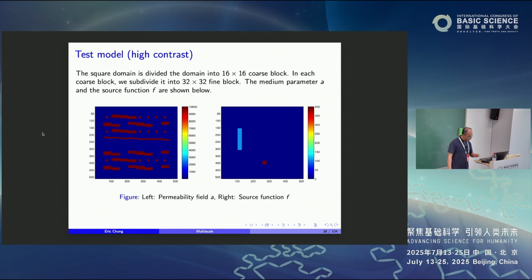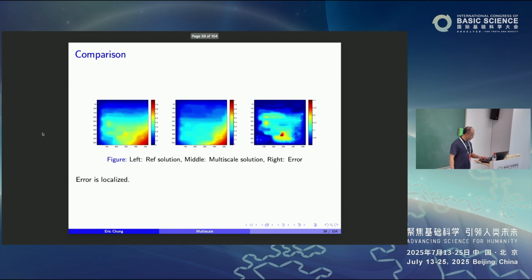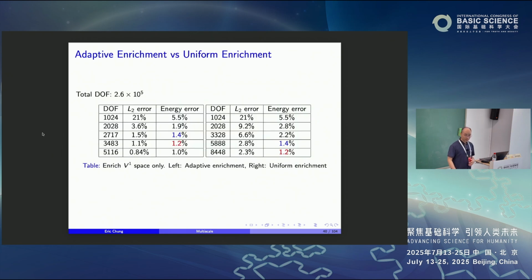So at this point, I first show you one test case. We consider this domain. This is copper. The blue value is 1, and the red value is 10 to the power 4, and this is the right-hand side f. And then we solve this elliptic equation. Next, I show you the performance.